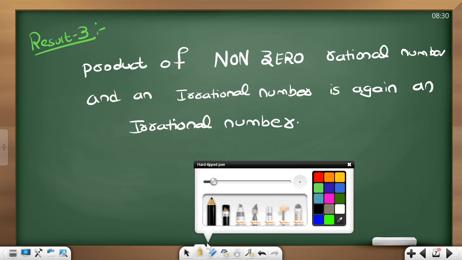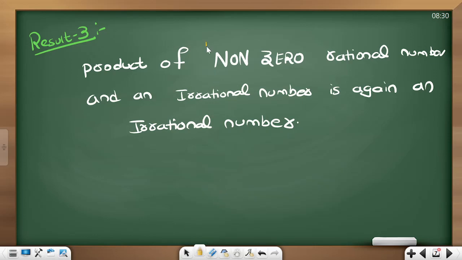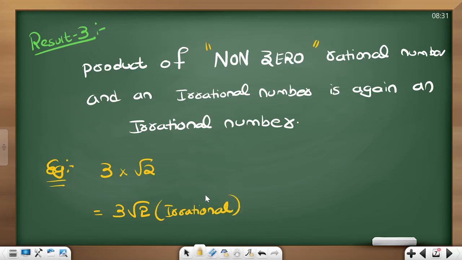So here you might get a doubt, Akshita. Why have you highlighted non-zero? See, I'll give an example. Let's take the rational number 3. Now you are multiplying 3 with root 2. This will become just 3 root 2. Since root 2 is irrational, this will also become irrational. 3 into root 2, you will get a non-terminating, non-repeating decimal only. However you try, you cannot change it.